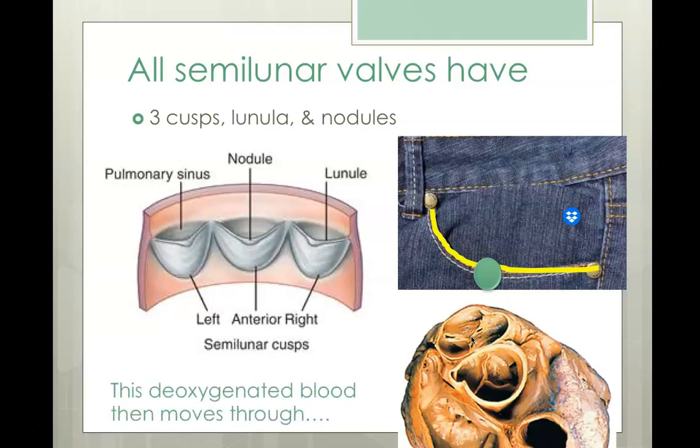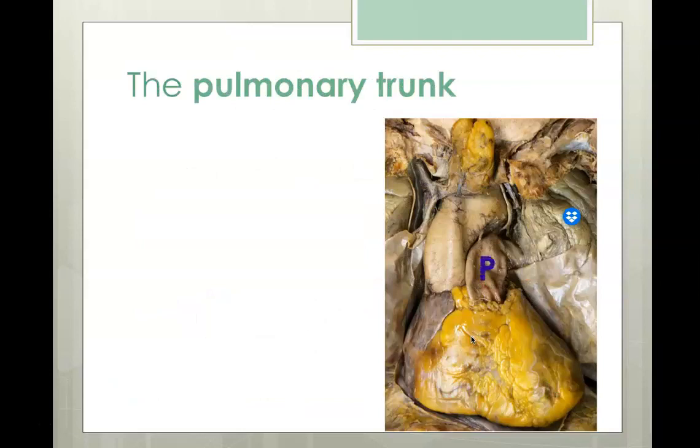So now the deoxygenated blood is going to move past this pulmonary semilunar valve and into your pulmonary trunk.